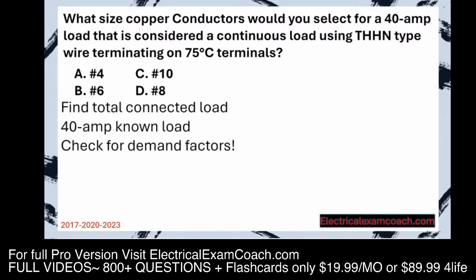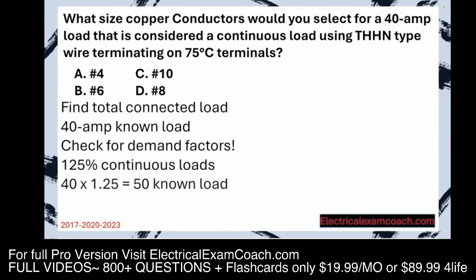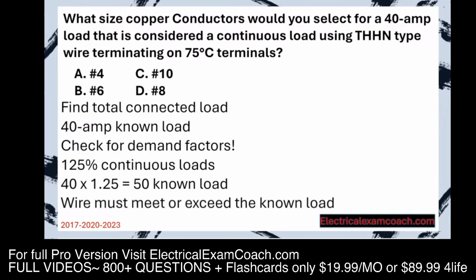Well, we have to check for demand factors, but they've already let us know that it's going to be considered a continuous load. We take our original known load, multiply it by 1.25, and that gives us a new known load of 50 amps. And all of our wire must meet or exceed the known load.